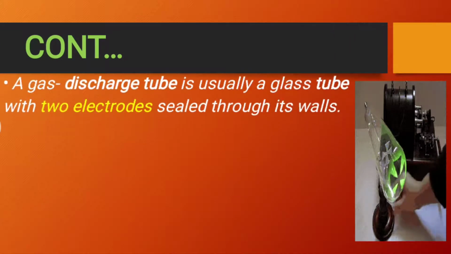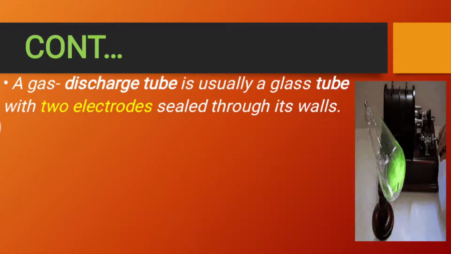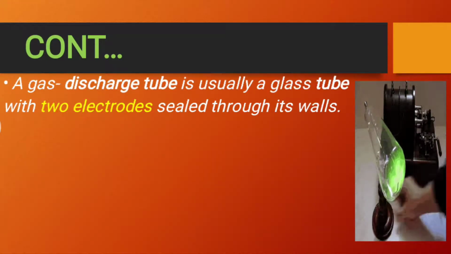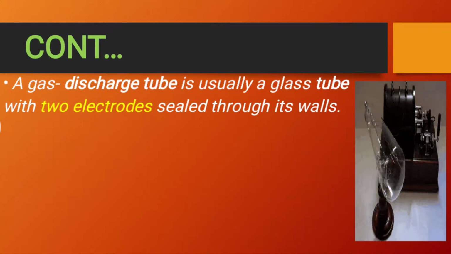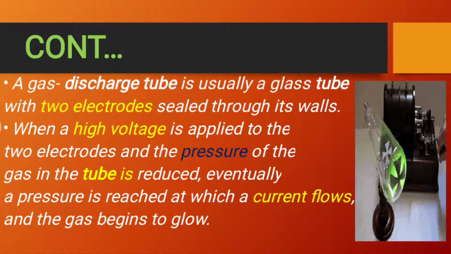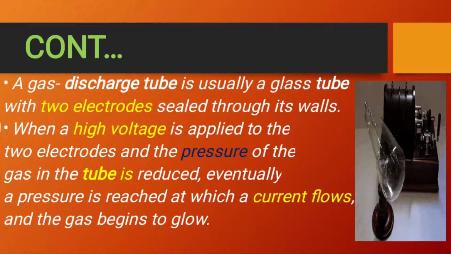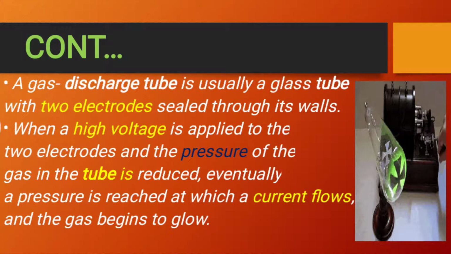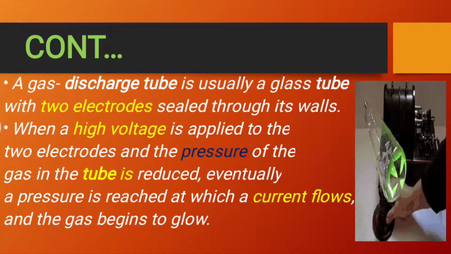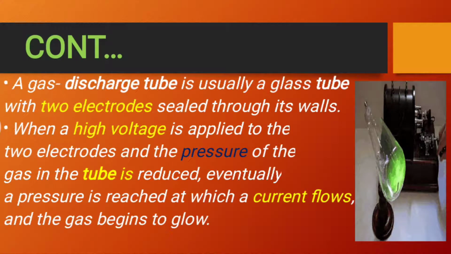If we want to define discharge tube, we define it as: a gas discharge tube is usually a glass tube with two electrodes sealed through its wall. When a high voltage is applied to the two electrodes and the pressure of the gas in the discharge tube is reduced, eventually a pressure is reached at which a current flows. Students, at ordinary pressure or atmospheric pressure, there is high resistance between two electrodes, so current does not flow. So it is necessary to reduce the pressure.